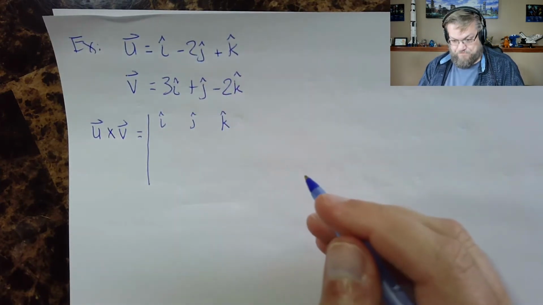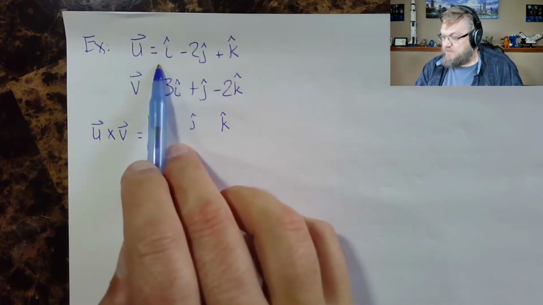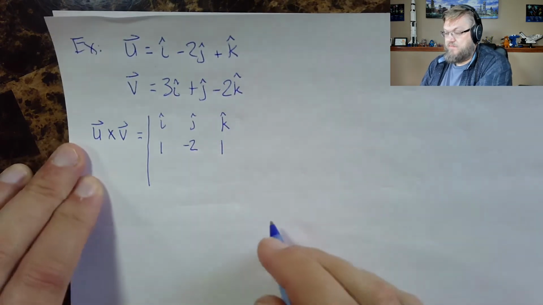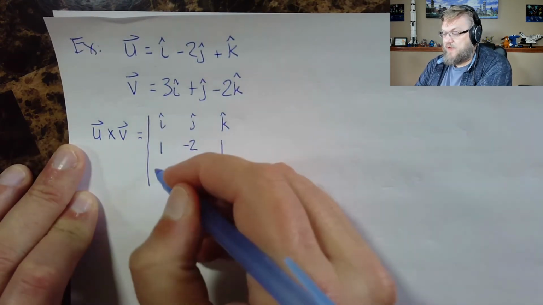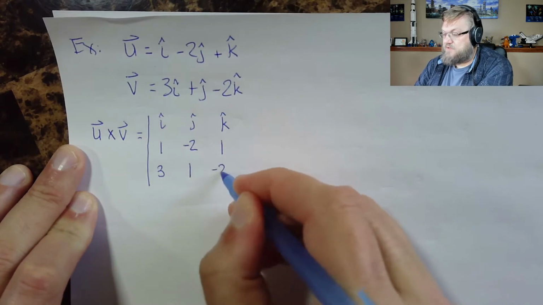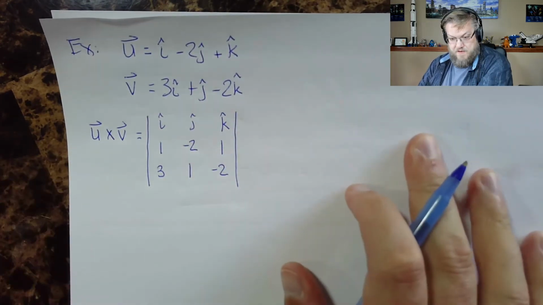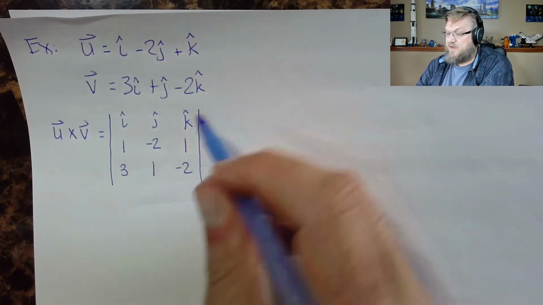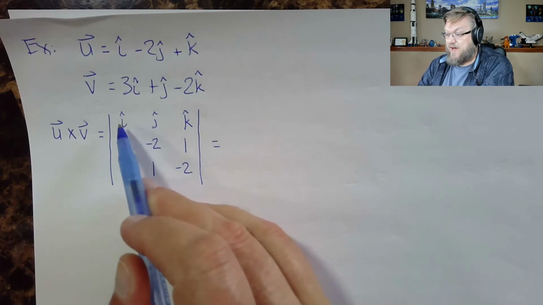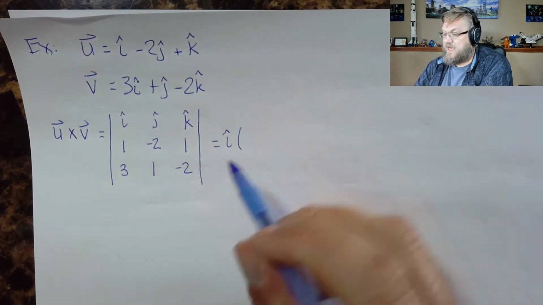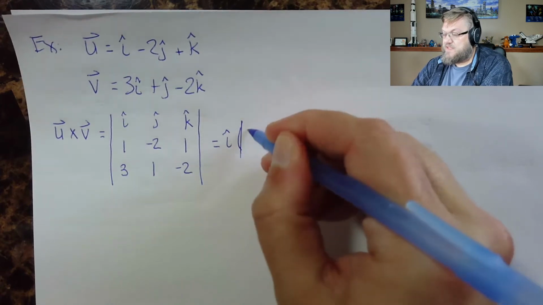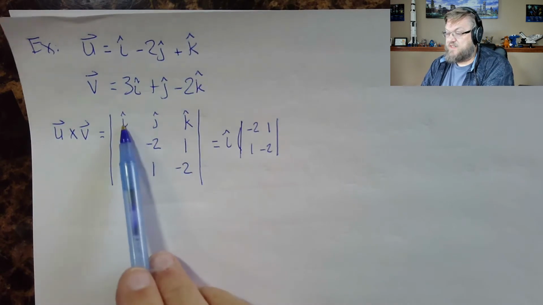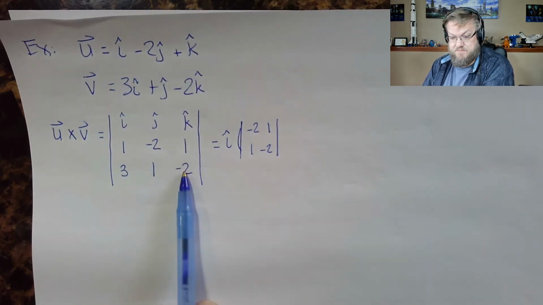ijk goes on the top row. u goes on the second row, so I'm going to put 1, negative 2, 1. And then v goes in the next row, so 3, 1, negative 2. Okay. Now I follow the same pattern as I did before. So expand on the first row. So I'm going to have i times the 2 by 2. This is probably the last time I'm going to write the 2 by 2 out because I usually do that in my head. All right, but it's i times this 2 by 2.